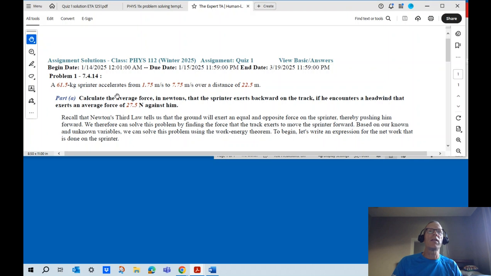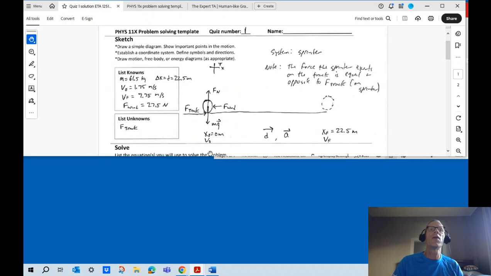And we want to calculate the average force that the sprinter exerts on the track if he encounters a headwind that exerts a certain force against him. So this right now is getting into work and kinetic energy. So that is the problem. And here is our solution.